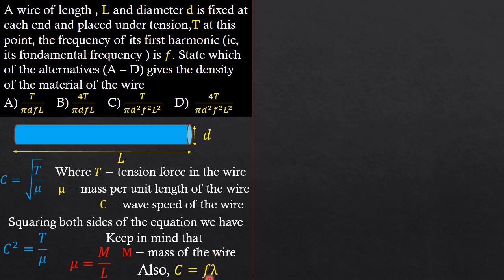But we must tell them what this lambda means, because we know what c means, that is the speed of the wave. Then this f is a frequency, that's the fundamental frequency. Then our lambda is simply going to be the wavelength of the waves produced in the wire. That's super important.